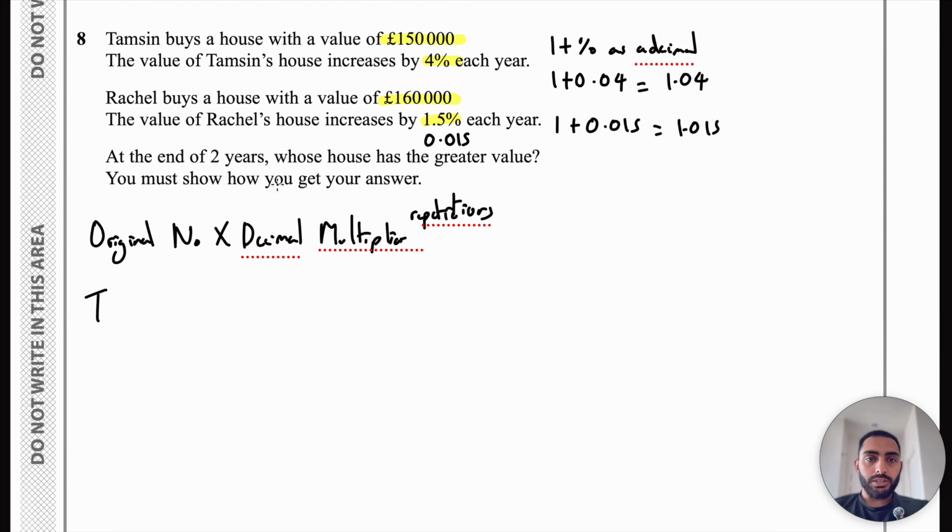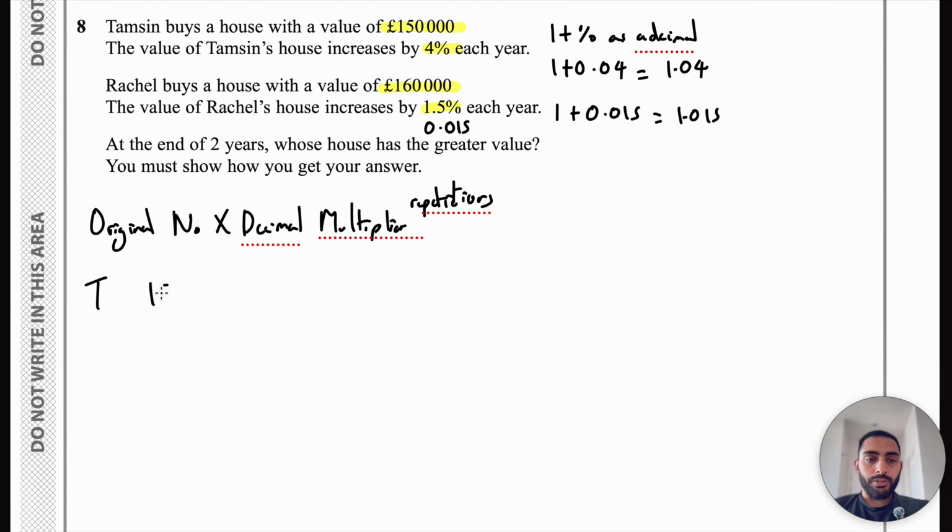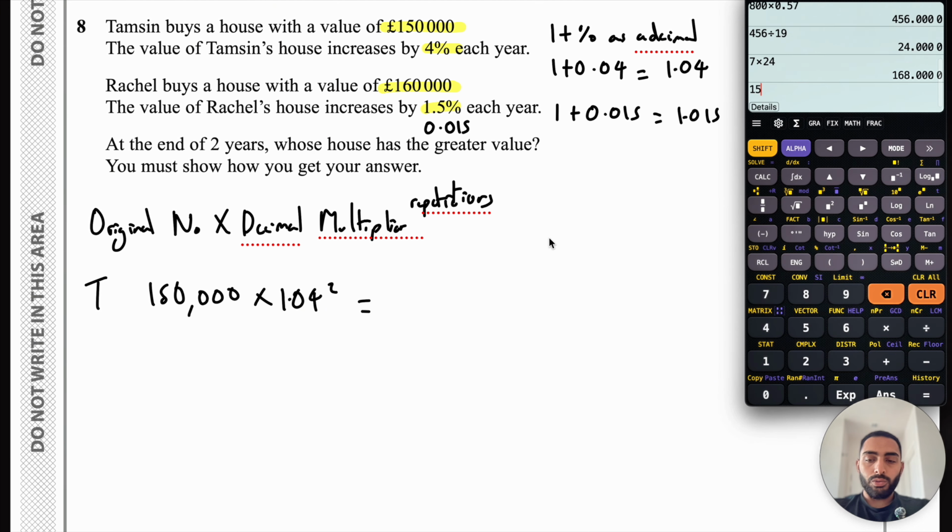Let's do Tamsin's first. The value of the house was 150,000. The decimal multiplier is 1.04. It's increasing by 4% every year, and it's repeating twice because it's for 2 years. We'll type that into the calculator. So 150,000 multiplied by 1.04 to the power of 2, which is 162,240.